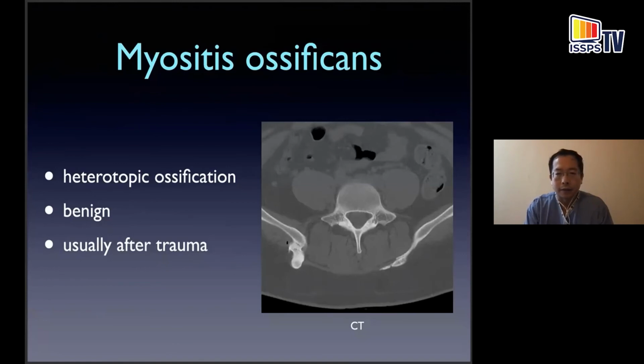this is an example of a heterotopic calcification. It's smooth. There's no interrupted periosteal reaction. There's no large soft tissue component. There's no erosion of the underlying bone. And usually there's a history of trauma from months before or years before.